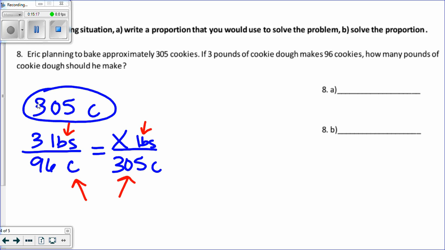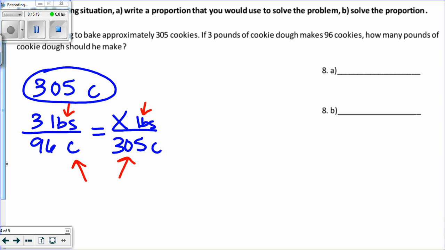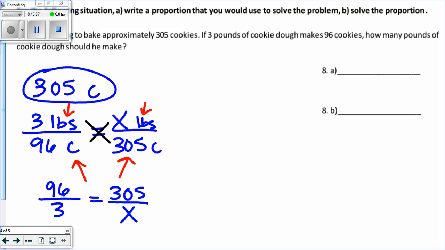It is okay if you had your proportion flipped compared to mine. You could have had 96 over 3 is equal to 305 over x, as long as you are consistent with what is on each side. So to solve, we're going to cross multiply, and we get 3 times 305 is 915. We get 96 times x, which is 96x. We have to get x alone, so we divide by 96.